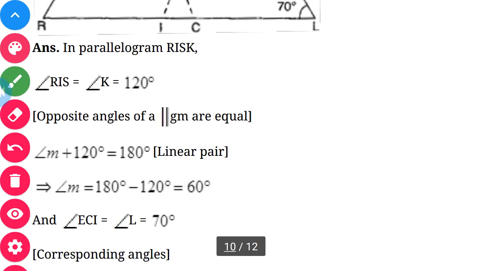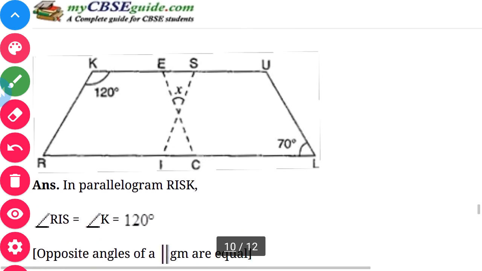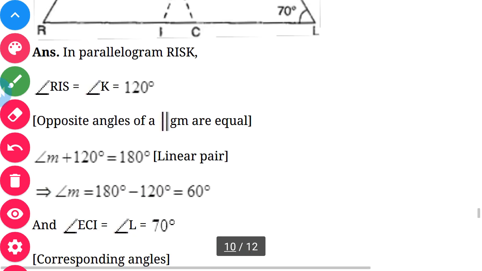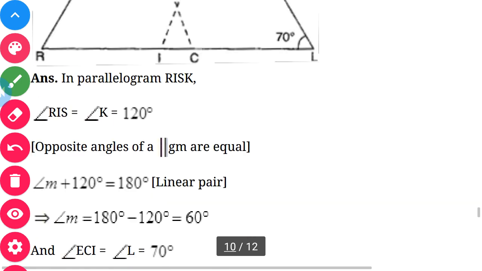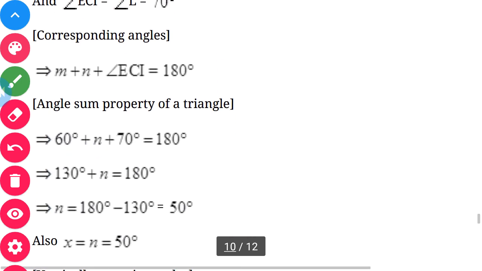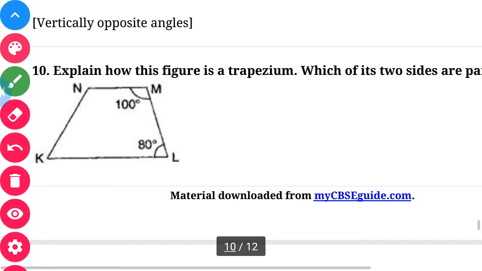Quickly we'll revise again. See here, K is equal to 120, opposite angles are equal. So here, if you just see your linear pair, you're getting 60 degrees, which we have already found out. But by the angle sum property also you can try. Again we are adding this angle X, if we need to find it by the angle sum property of a triangle. So X is equal to 50 degrees. So this is how you're going to solve the sum.